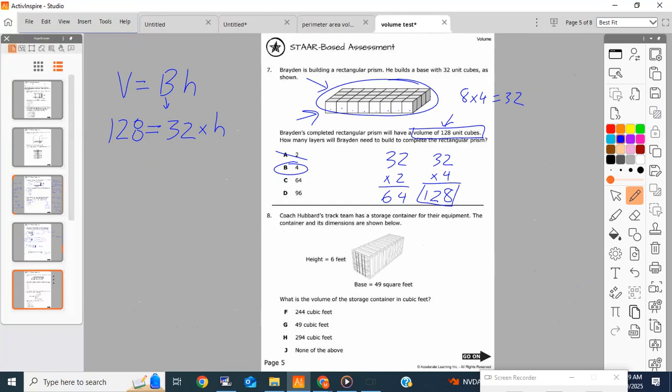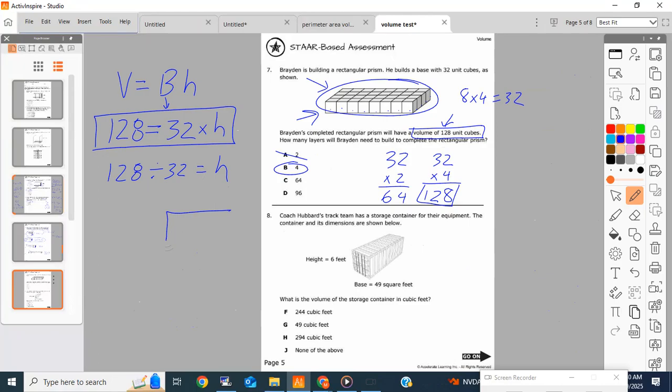So we're only missing one thing. This looks like a fact family, so we can rearrange our fact family to find h. The way we do that is we divide 128 by 32, and that's going to give us h. So let's quickly do that.